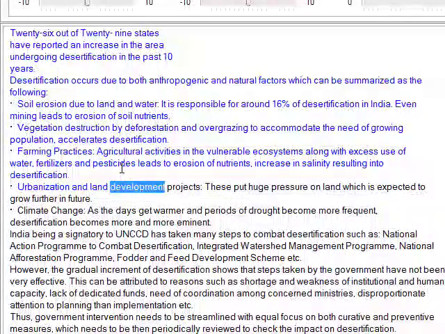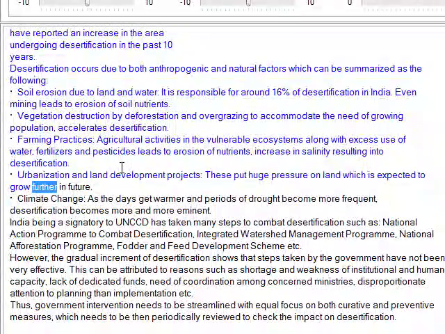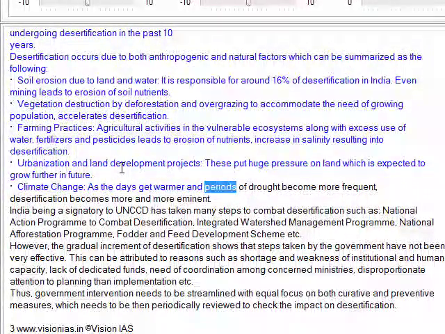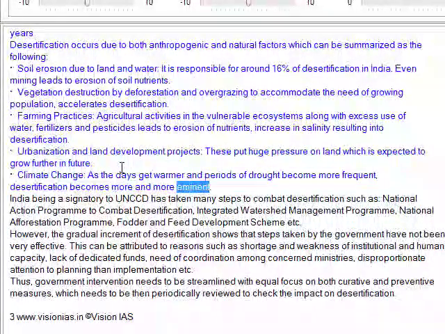Urbanization and land development projects put huge pressure on land, which is expected to grow further in future. Climate change. As the days get warmer and periods of drought become more frequent, desertification becomes more and more imminent.